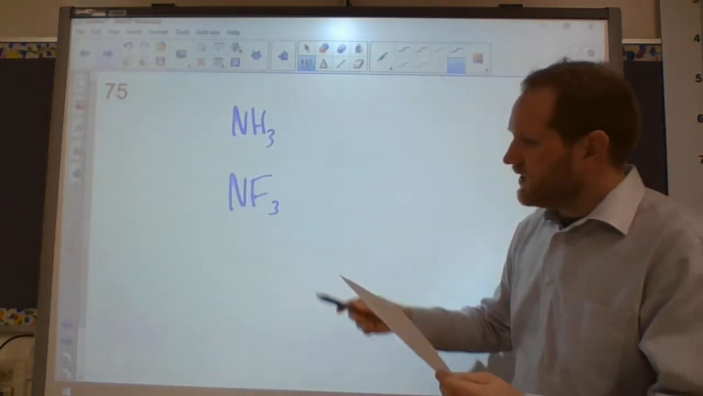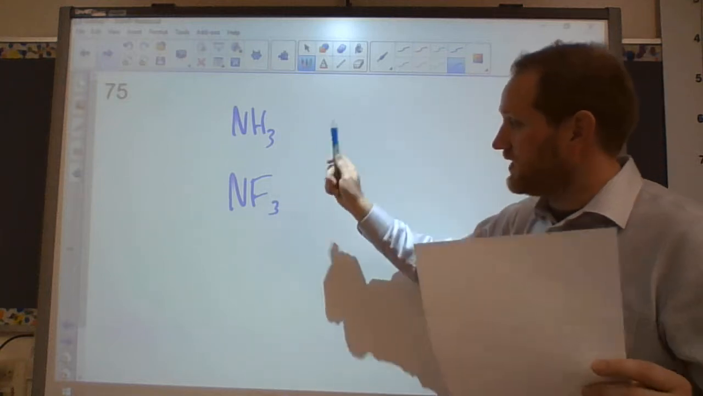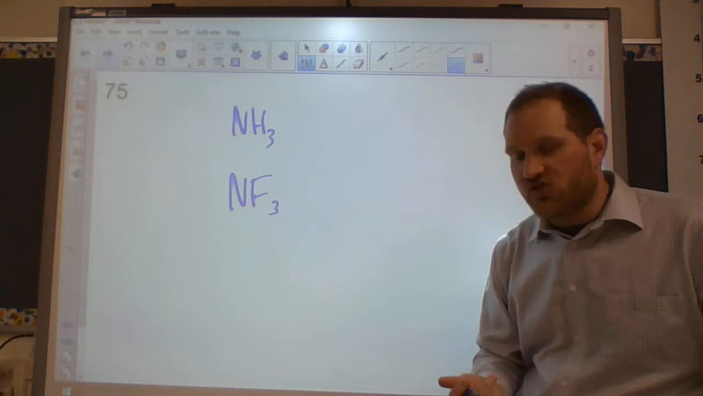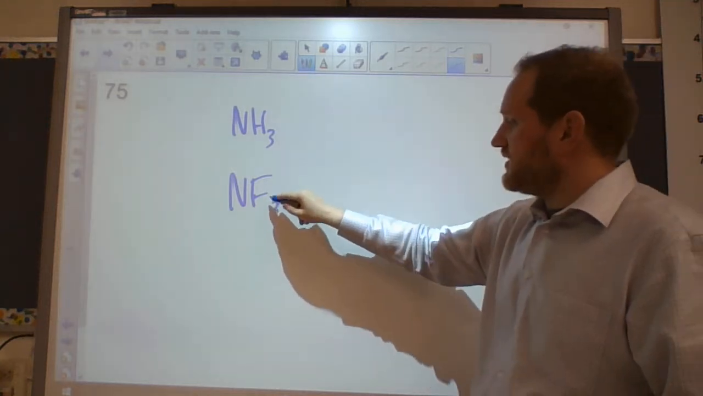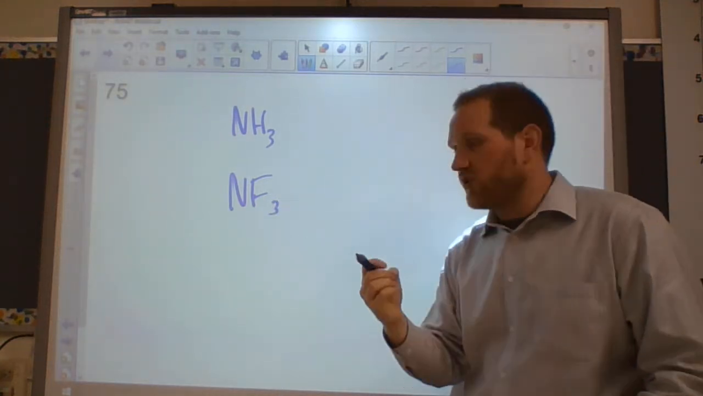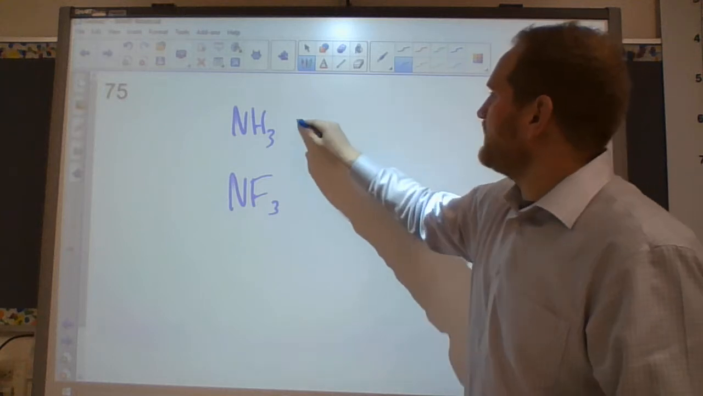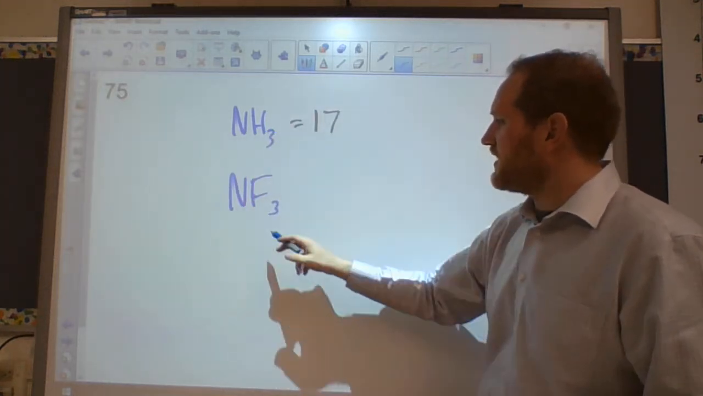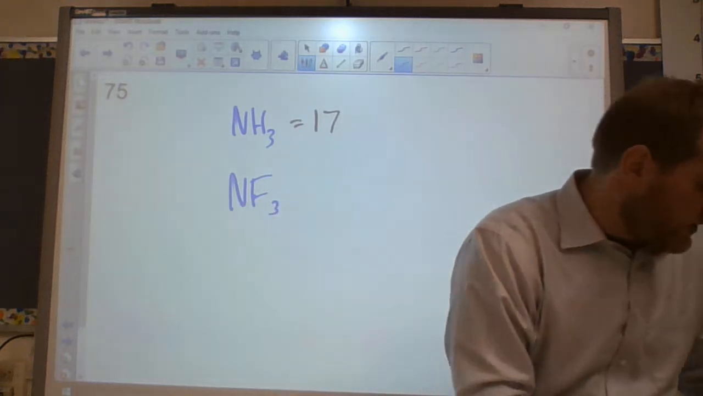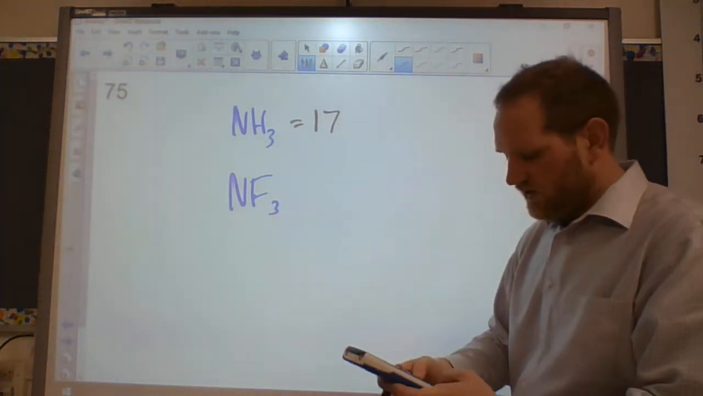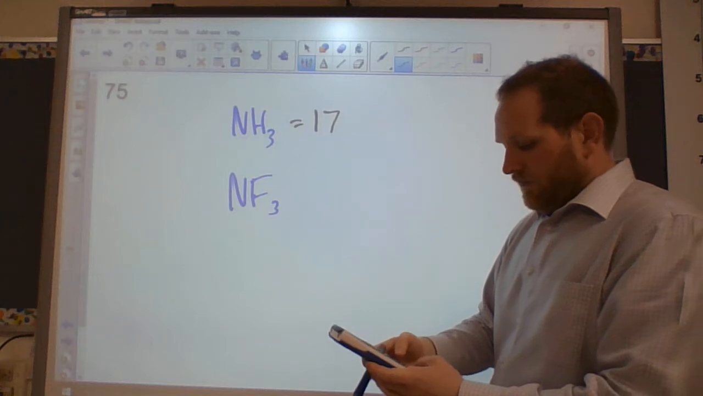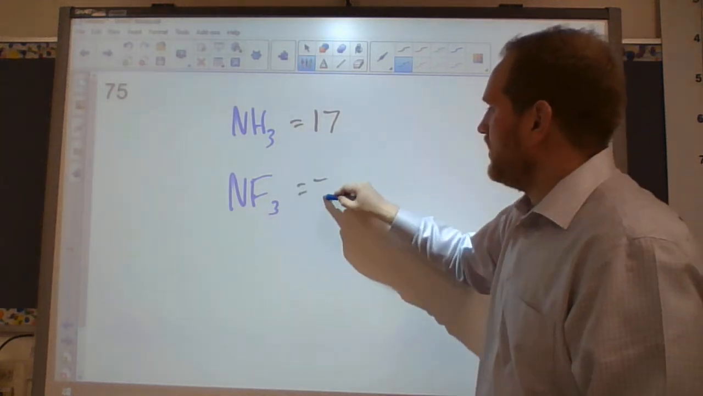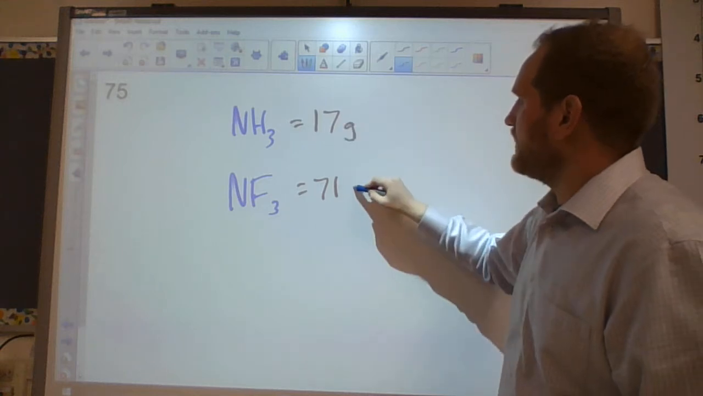The question says, why does this have a lower boiling point than this? The reason that's an interesting question is because this NF3 is much, much heavier than this. The molar mass of this is going to be about 17 because this is 14 and 3. Let's see, 3 fluorines, each fluorine is 19, so 19 times 3 plus 14, this is going to be 71. Okay, so that's the molar mass, grams per mole.